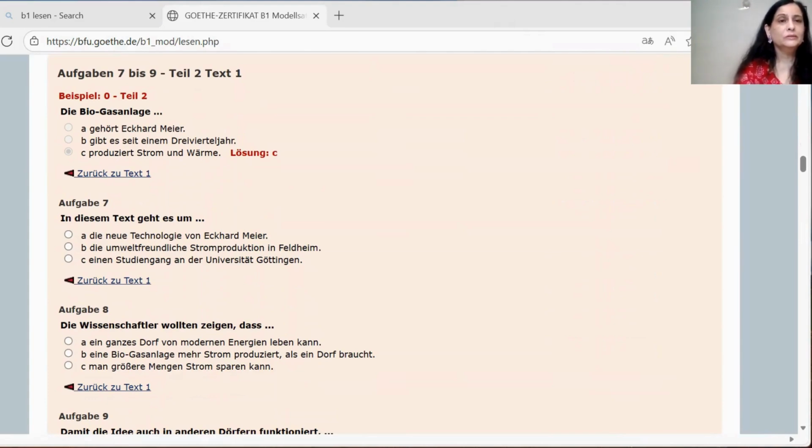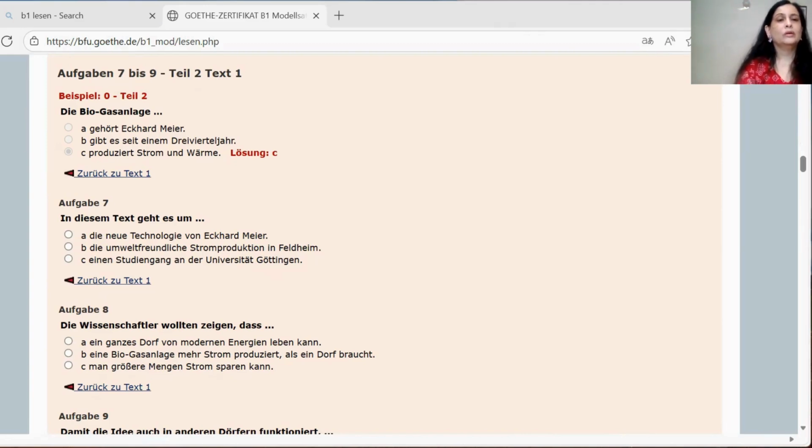Right now, the first one is the Beispiel, that is example. So it is: die Biogasanlage gehört Economy, then gibt es seit einem 3-4 Jahre, and the last one is produzierte Strom und Wärme. Okay, so what they are saying is that C is the correct answer, that it produces electricity and heat, particularly this biogas. Now we'll see these questions one by one.